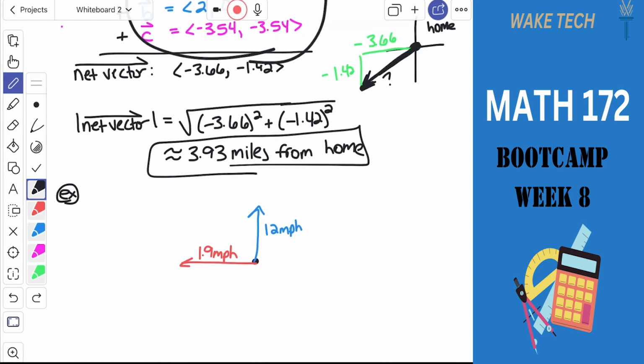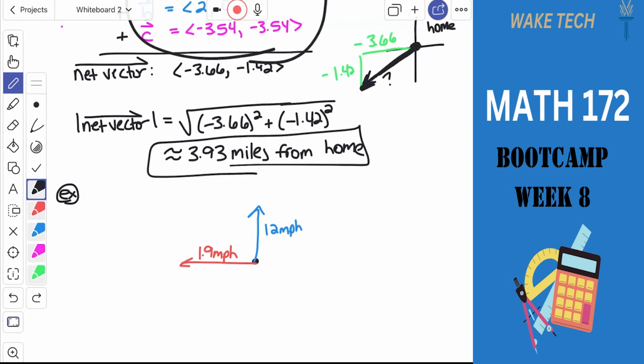But probably more towards the north than towards the west, because that number is a lot bigger. But what we're after is the portion of the question that says relative to the water. If you're talking about how fast John is walking, John is only walking 1.9 miles per hour. Your question is how fast is the boat moving? The boat is moving at 12 miles per hour.